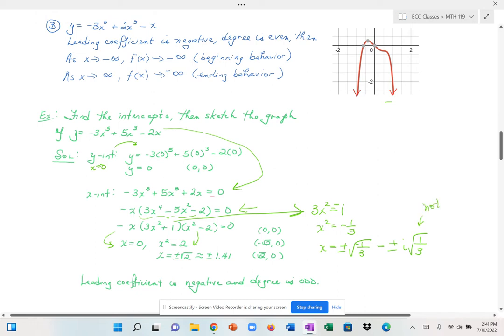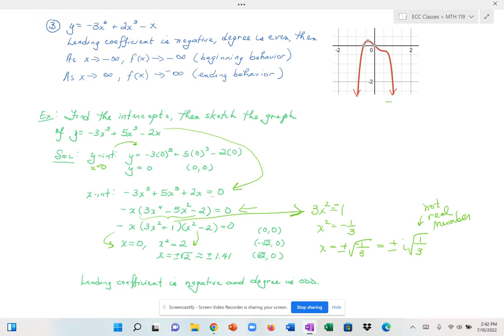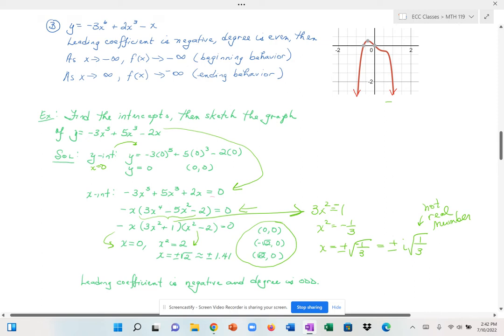So therefore, you can't graph an imaginary number on an xy plane, so they would not be considered to be x-intercepts. They are solutions to the equation, but they are not x-intercepts. So you only want the real numbers. So my x-intercepts are 0, 0, negative root 2, 0, and positive root 2, 0. So we have 3 points on the graph.